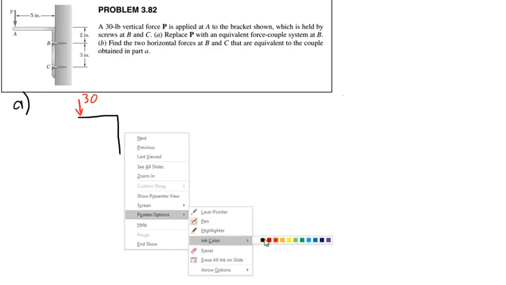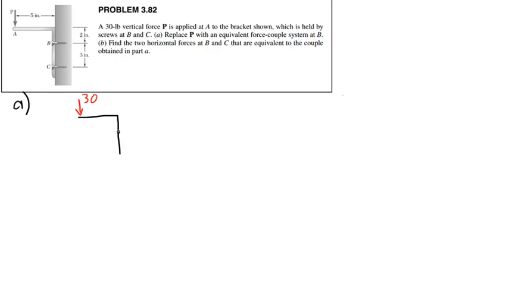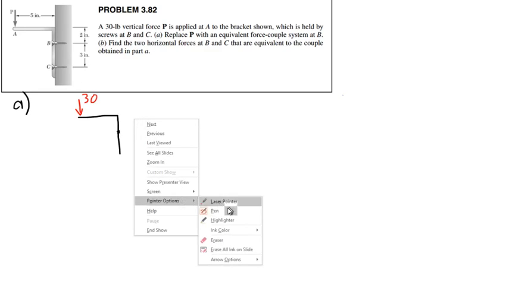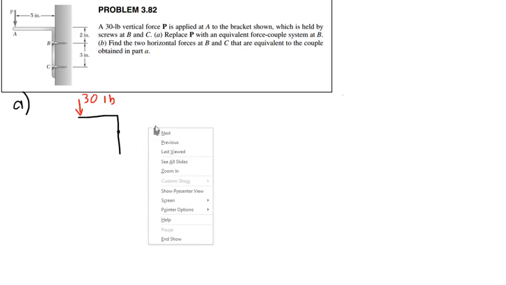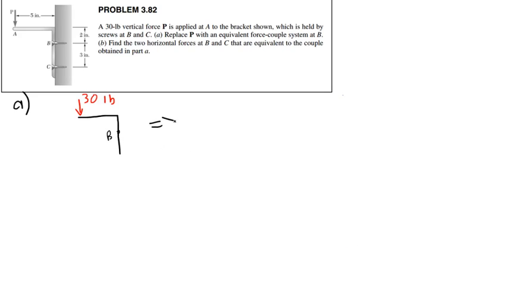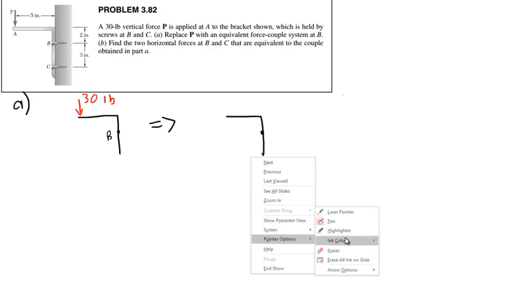Well, the equivalent force couple system is going to be equal to the vertical force plus the moment generated by that force at point P, or at point B, I should say. So let's say this is equivalent to this. This is equivalent to the following system.